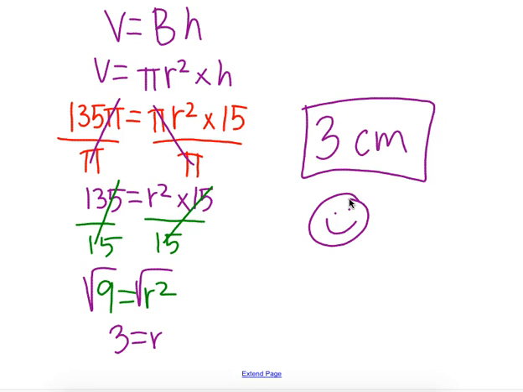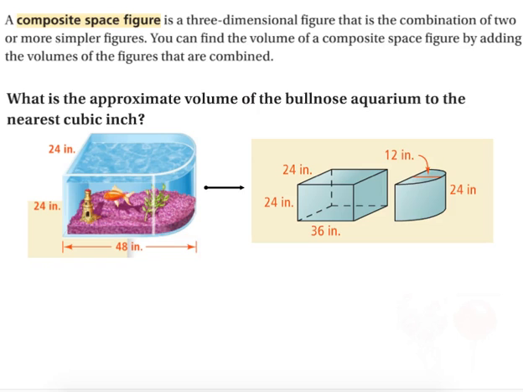Okay, going to our last one here, guys. It says a composite space figure is a three-dimensional figure that is a combination of two or more simpler figures. You can find the volume of a composite space figure by adding the volumes of the figures that are combined. Our question is, what is the approximate volume of the bullnose aquarium to the nearest cubic inch?